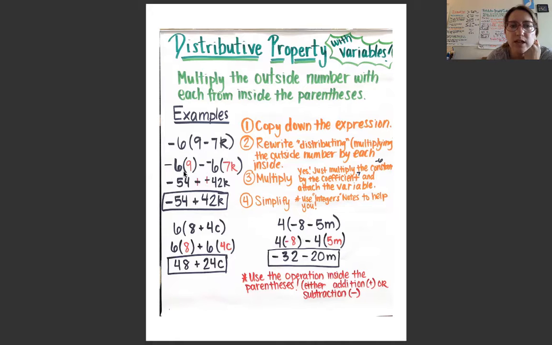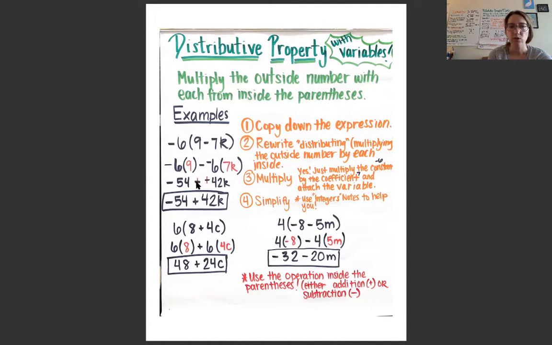If you get to this point and it's too much with those integers, that's okay. Just make this a +6. So -54 minus, and then -6 times 7k, you are only going to multiply the -6 and the 7, and then just add that k on there. Attach it to it. So just multiply the constant by the coefficient and attach the variable. So -6 times 7 is -42, and then just attach that k there.